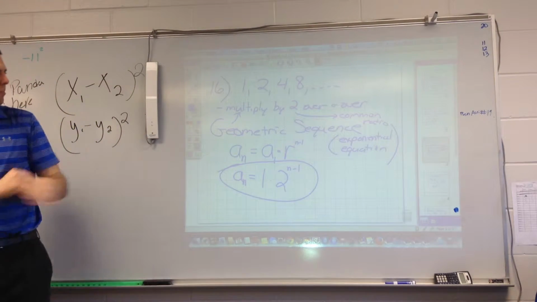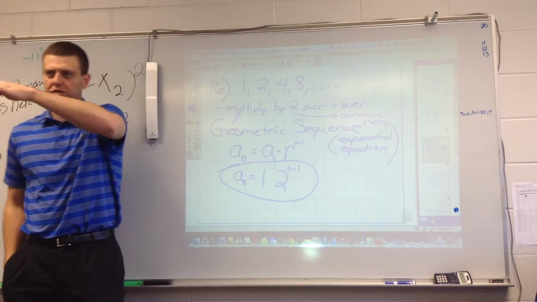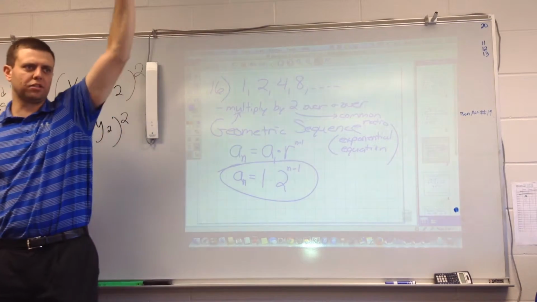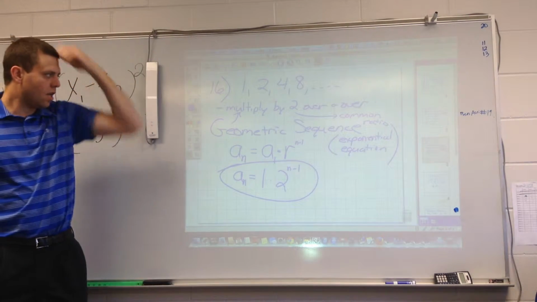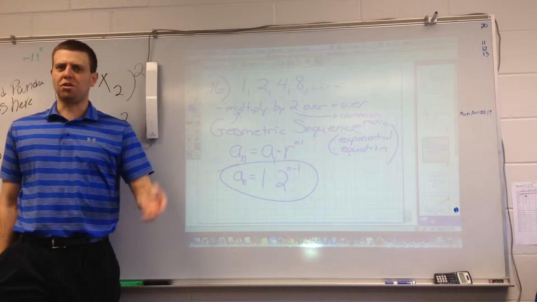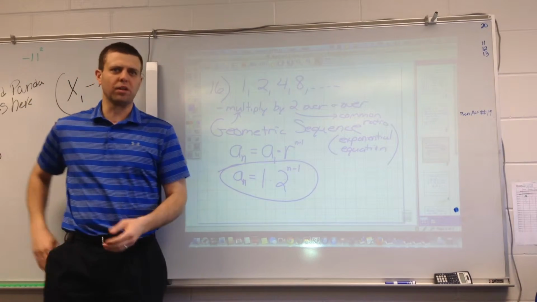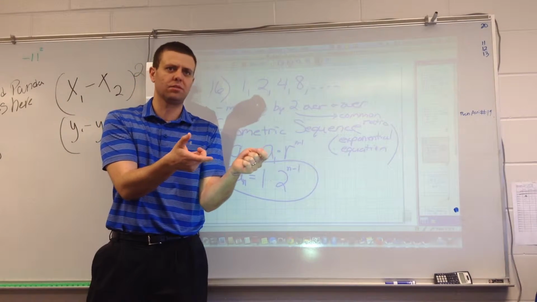So a geometric sequence is a lot like, as Isaac said, an exponential equation. You're multiplying by the same number over and over again. The rule is very similar. You know how the rule for arithmetic was the first term plus the difference, n minus 1 times?